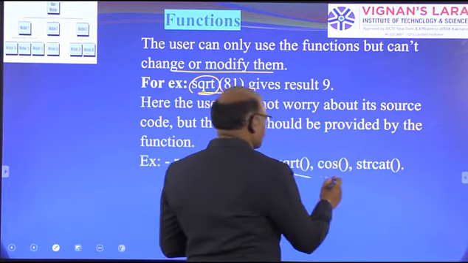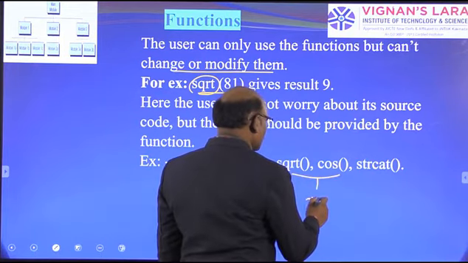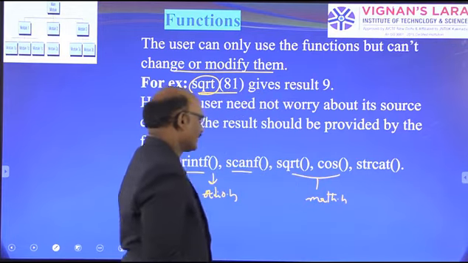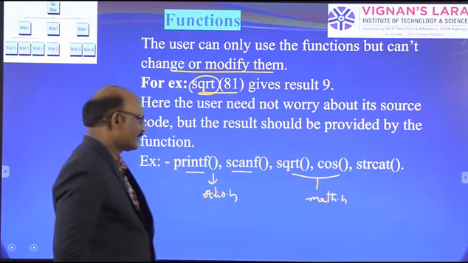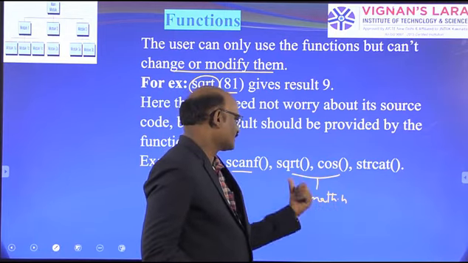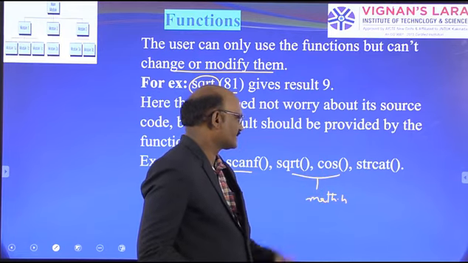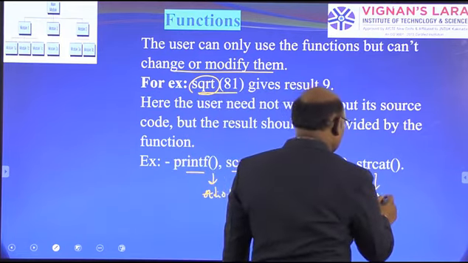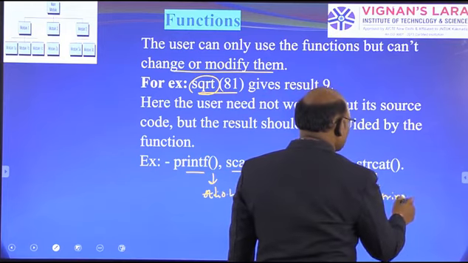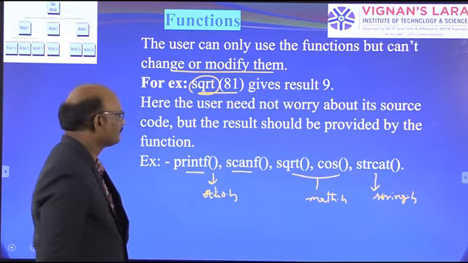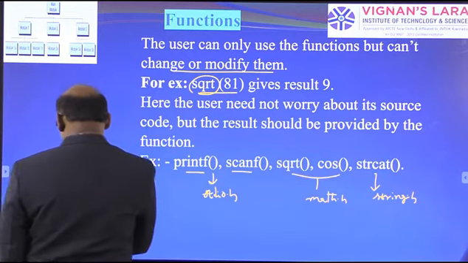Coming to square root and cos, they are in math.h, the math header file, right? Whenever you are using these library functions, you need to include this header file. In this header file, these two functions are predefined. String cat is in string.h; in this library that function is available. So these are the library functions.